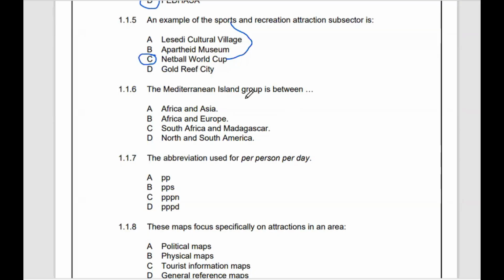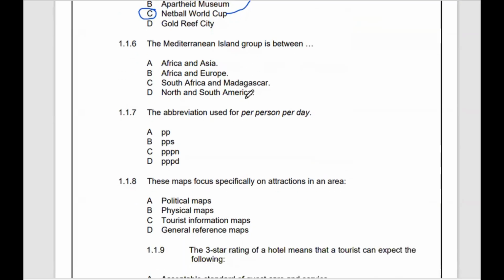Moving on to 1.1.6, the Mediterranean island group is between. So we are looking at the location of the Mediterranean island group. It is found in the Mediterranean Sea, which lies in between Africa and Europe. So that's where you find the Mediterranean island group. It lies between Africa and Europe. This is a type of question which is testing your map work skills.